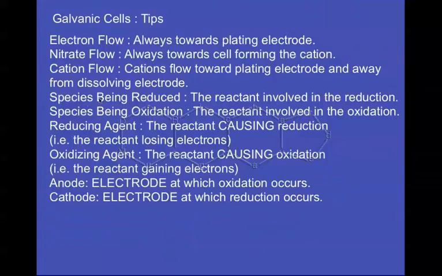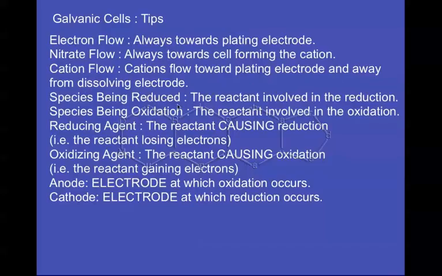So here are some tips that will help you to answer each of the questions. First of all, electron flow. Electrons always flow towards the plating electrode. Nitrate flow. Nitrates always flow towards the cell forming the cation. For cation flow, cations flow toward the plating electrode and away from the dissolving electrode.